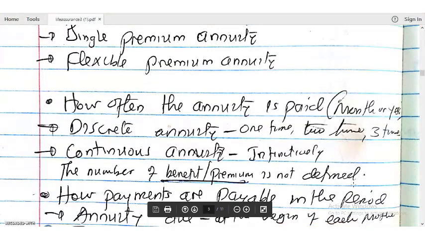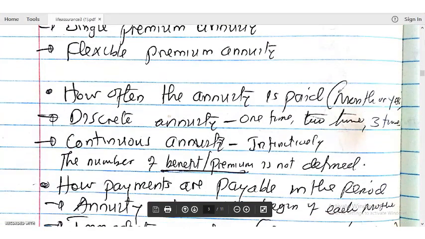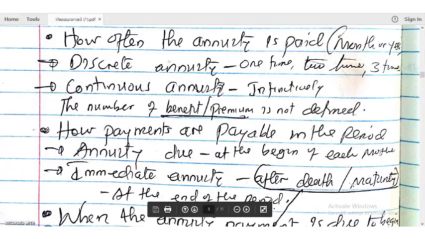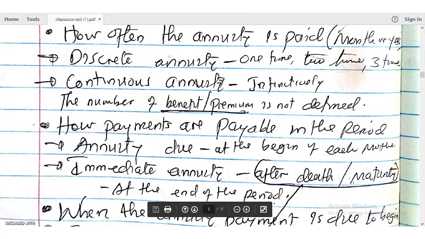The number of benefits or premiums is not defined. Haijulikani unalipwa mara ngapi. Another criteria of classifying annuity is how payments are payable in the period: annuity due and immediate annuity. Annuity due is at the beginning of each month.